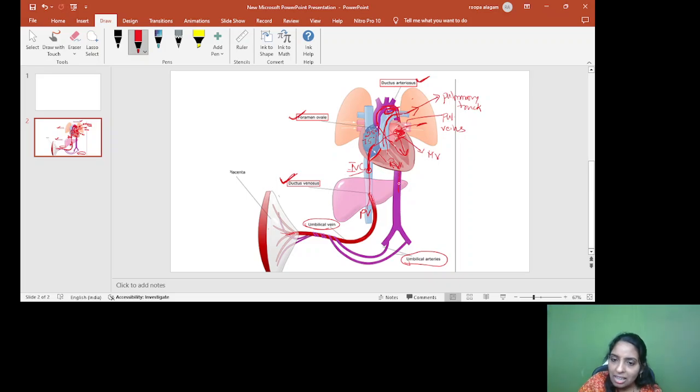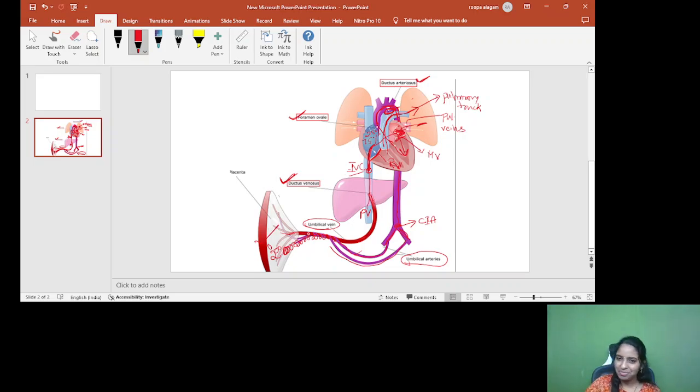And this deoxygenated blood present in the descending aorta comes down. Now it enters into the common iliac arteries. These are the right and left common iliac arteries. From there, it enters into the umbilical arteries. From there, again, this deoxygenated blood enters into the placenta. Once again, it is oxygenated and ready for recirculation.